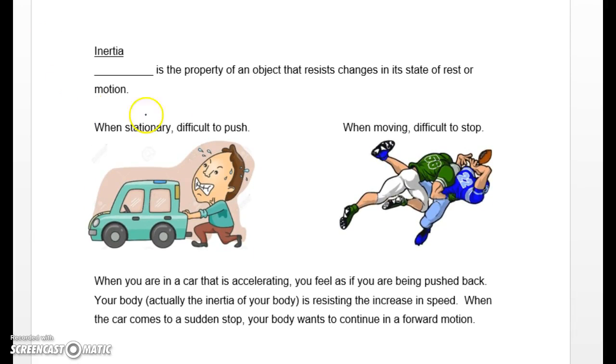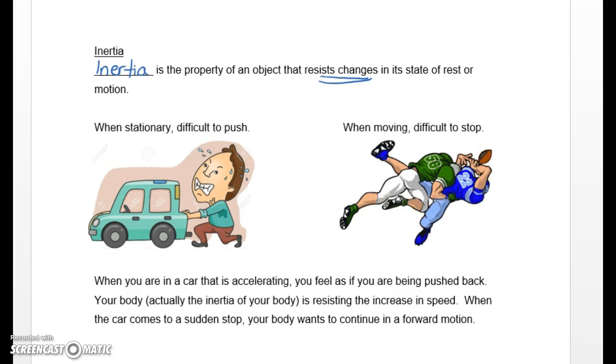Okay, so now we're going to talk about something called inertia. Inertia is basically a property that states that when an object is at rest, it stays at rest, and when an object is in motion, it tends to stay in motion. So it resists changes in its state of motion.